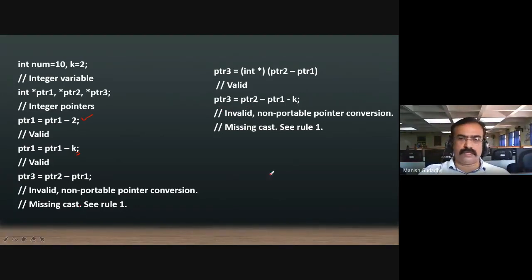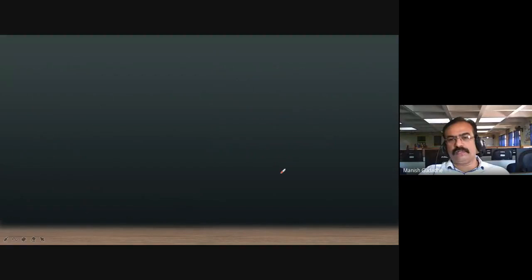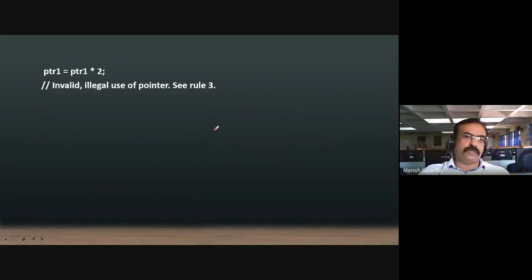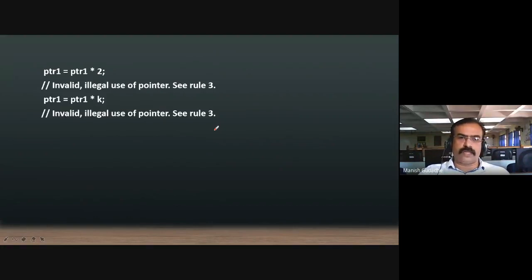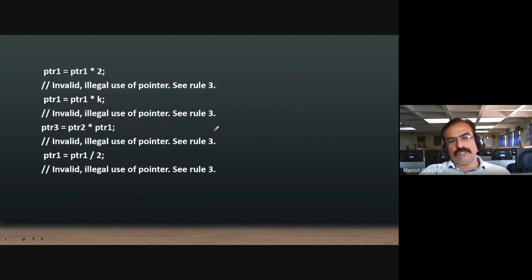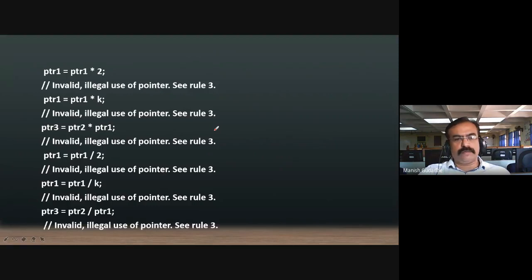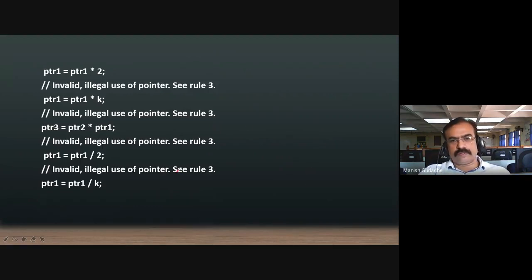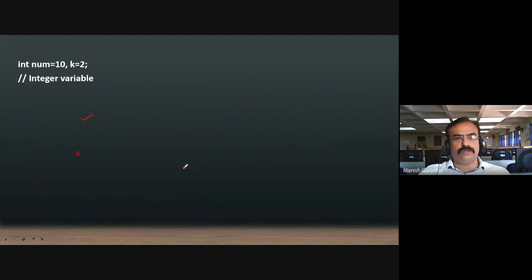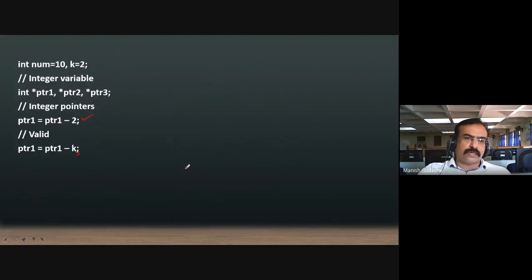Okay, just like this. I'll try to finish because time is running out. Here I am typecasting again, so it will be a valid one. No multiplication is possible, invalid. No multiplication with k either. No multiplication of two pointers is possible. No division is possible. So all these constructs will be invalid statements. So you understood what the valid uses of pointers are and what are not.